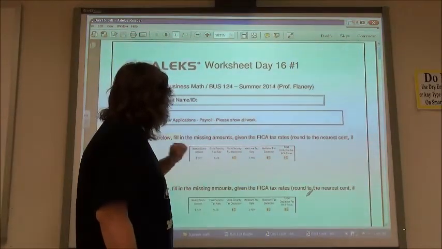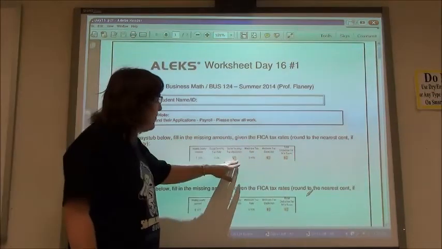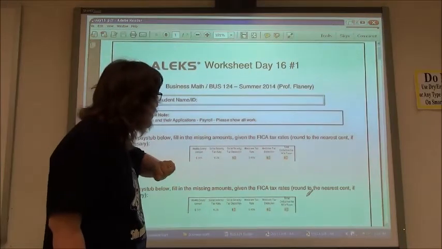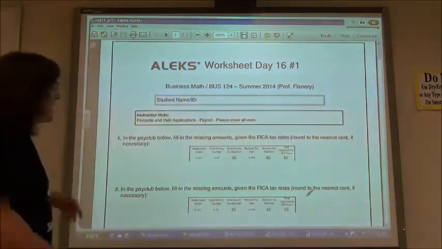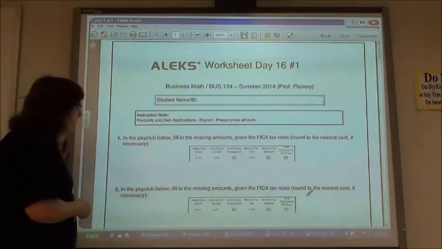So the weekly salary is $365. The Social Security tax rate is 6.2%. We're going to find the Social Security deduction. Medicare tax rate, 1.45%. We're going to find the deduction, and then we're going to find the total deductions. So basically, we're just using our taxes and taking them times our weekly salary.